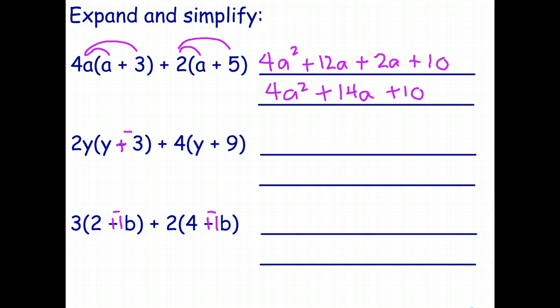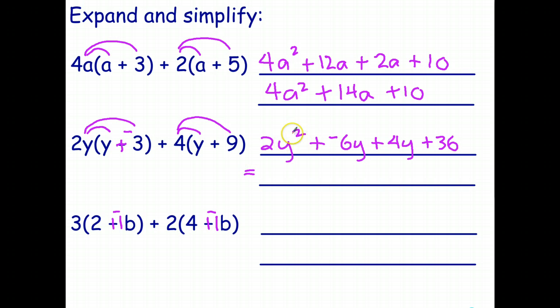Okay, let's go ahead now and first expand. 2y times y is 2y squared, plus 2y times negative 3 is negative 6y, plus 4 times y. And, oops, better do my little arrows. And 4 times 9 is plus 36.